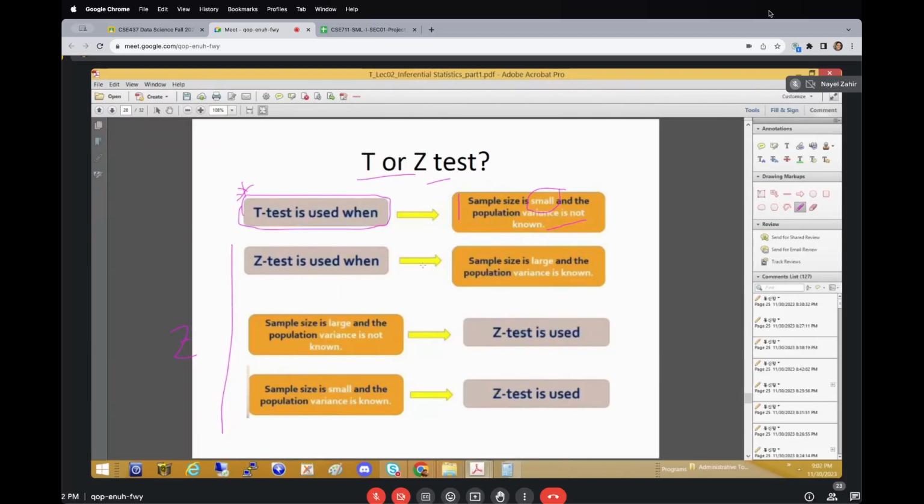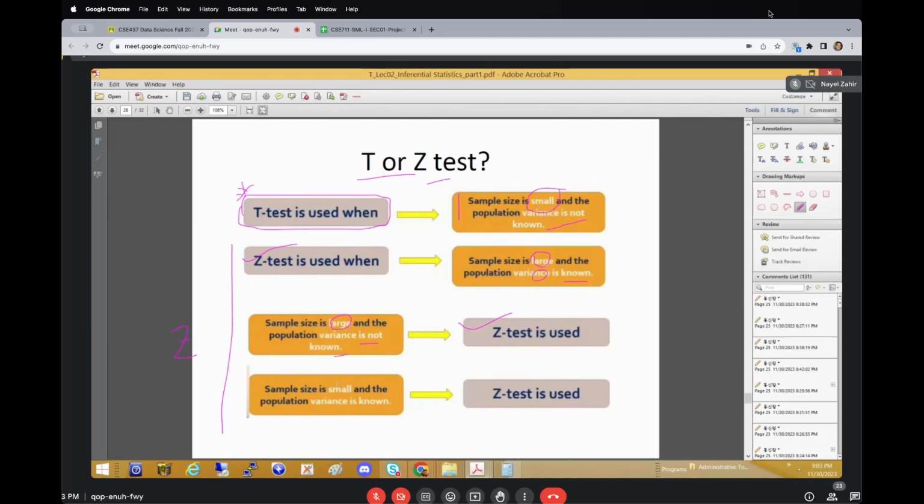For all other cases, like if the sample size is large and population variance is given, then this is the ideal case for applying the g-test. Another case is where the sample size is large and the variance is not known. Even though it is not known, you have to apply the g-test.